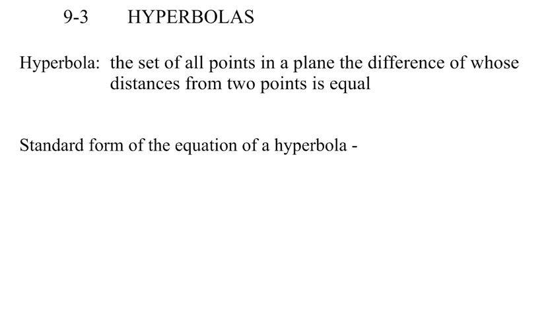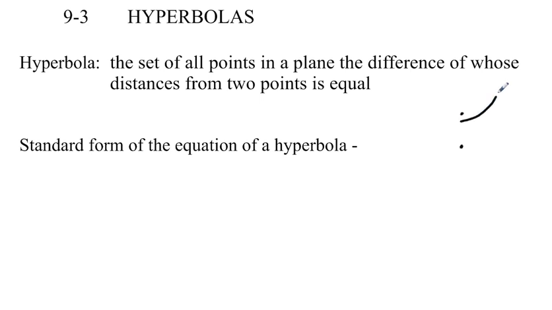And the definition of hyperbolas is a little tricky. It's a set of all points in a plane, the difference of whose distances from 2 points is equal. And if we were to graph these, it looks something like this. So if we start with 2 points, now if it was sum, we'd have an ellipse. The difference between these points needs to be equal.